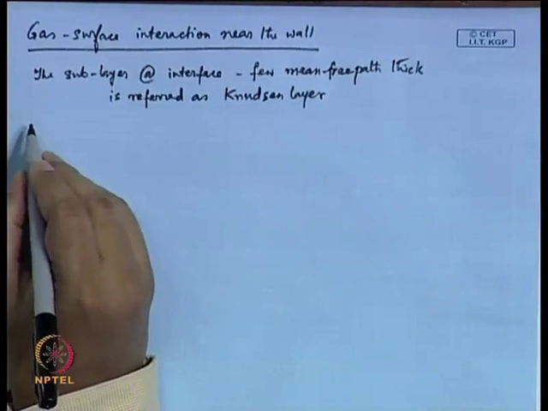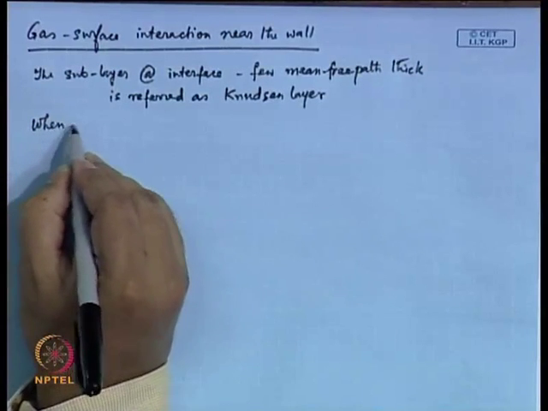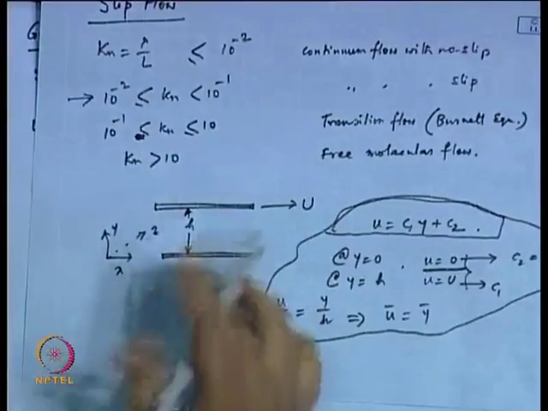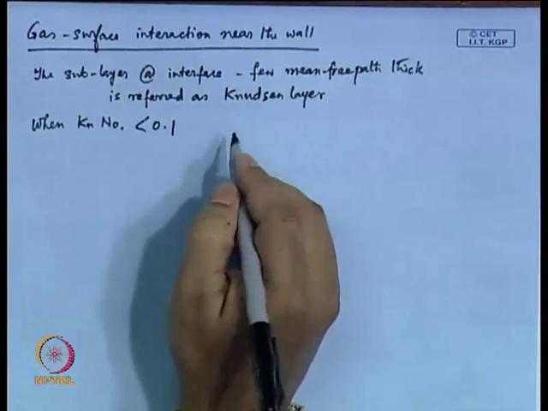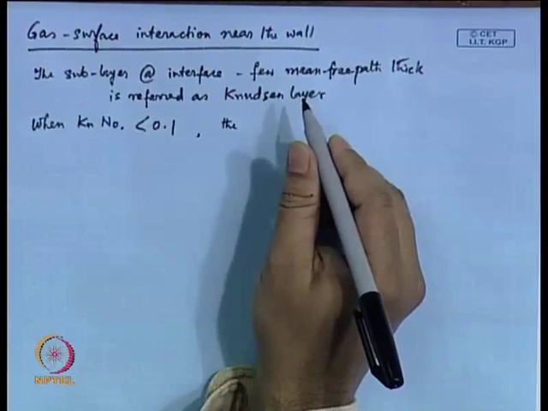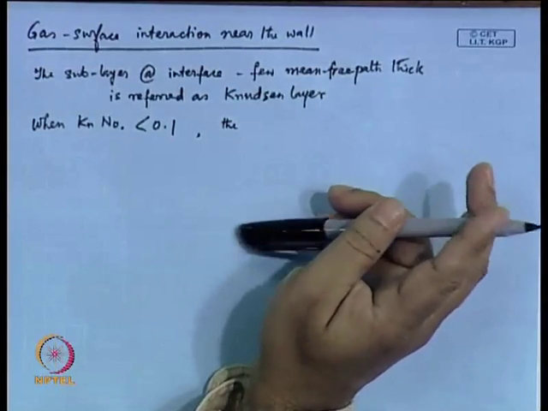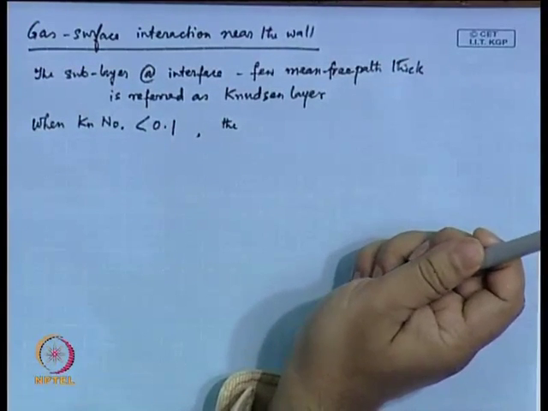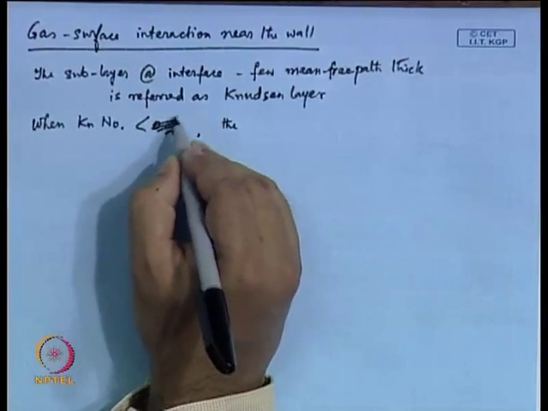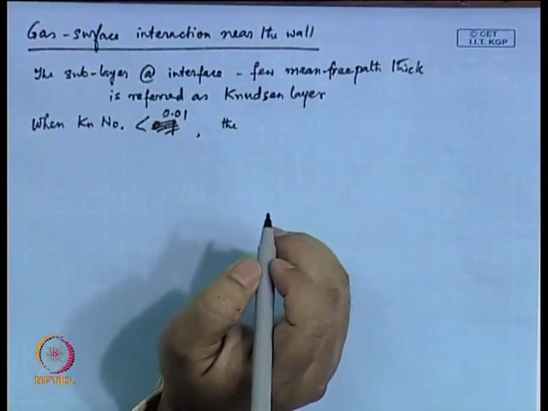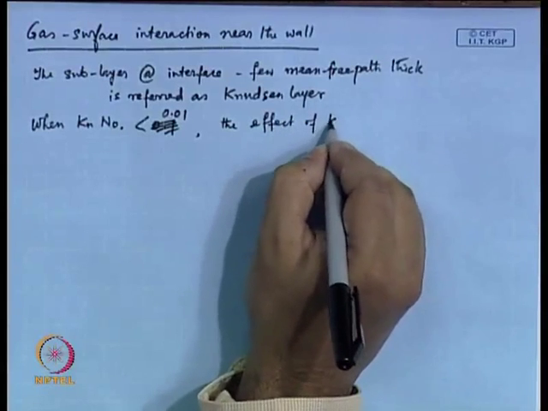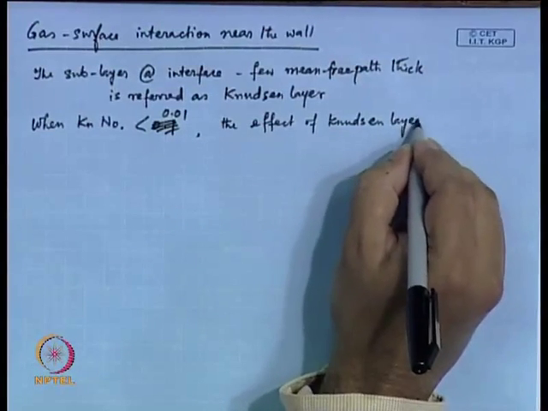When the Knudsen number is small, less than 0.1, or I should say when the Knudsen number is less than 10 to the power minus 2, so it should be 0.01, the effect of the Knudsen layer is insignificant.